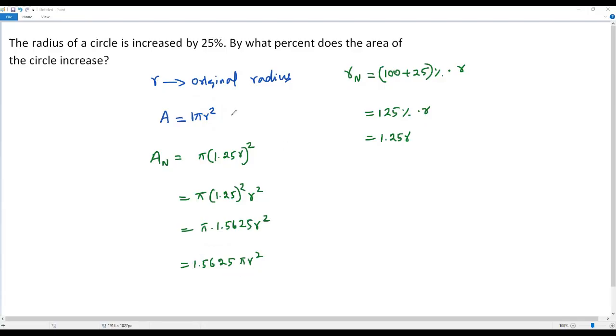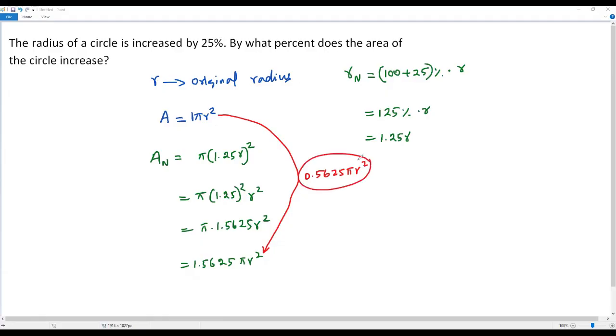How much is the area increased? For that, we have to find the difference between the original area and the new area. So the difference between the original area 1 pi r square and the new area 1.5625 pi r square is 0.5625 pi r square. Okay, the area is increased by 0.5625 pi r square. But we have to get this increment as a percentage according to the information.